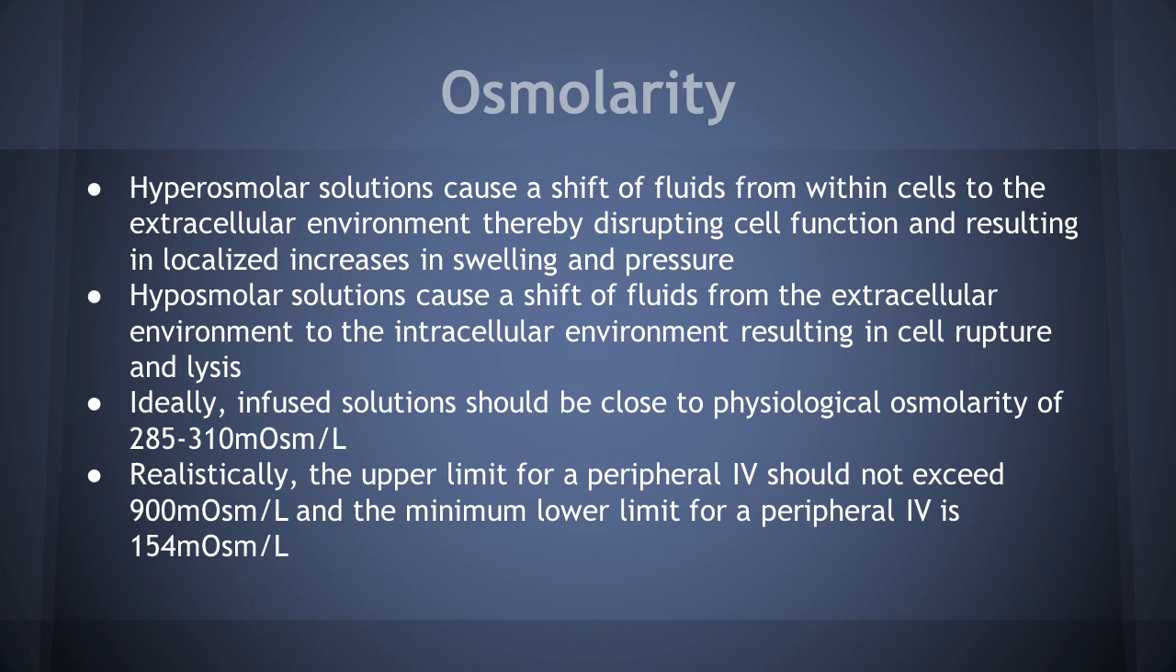The upper limit for a peripheral IV should not exceed 900 milliosmoles per liter, and ideally should be less than 500. The minimum lower limit for a peripheral IV is 1/2 normal saline, which is 154 milliosmoles per liter.